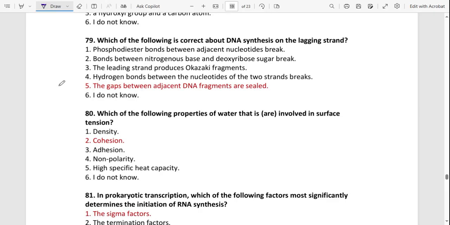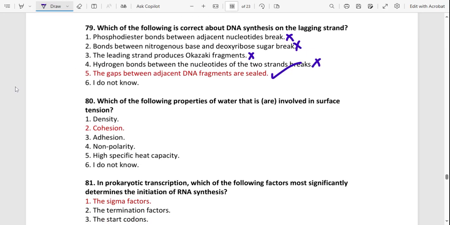Which of the following is correct about DNA synthesis on the lagging strand? Phosphodiester bonds between adjacent nucleotides break. Now you are not breaking bonds, you are forming. Bonds between nitrogenous bases and deoxyribose sugars break. Again, you are not breaking any bond. The leading strand produces Okazaki fragments. That's false, right? It's the lagging. Hydrogen bonds between nucleotides of the two strands break. You are breaking no bonds. The gaps between adjacent DNA fragments are sealed. Yes, sealed by ligase.